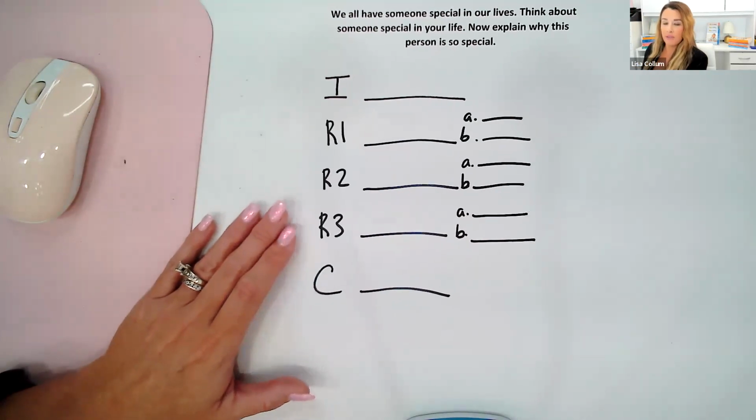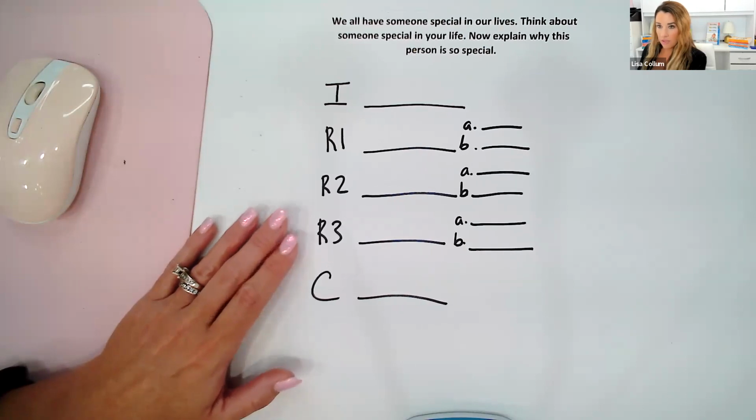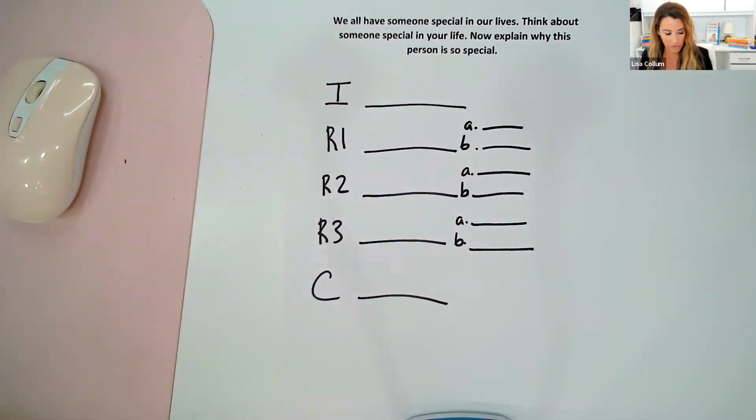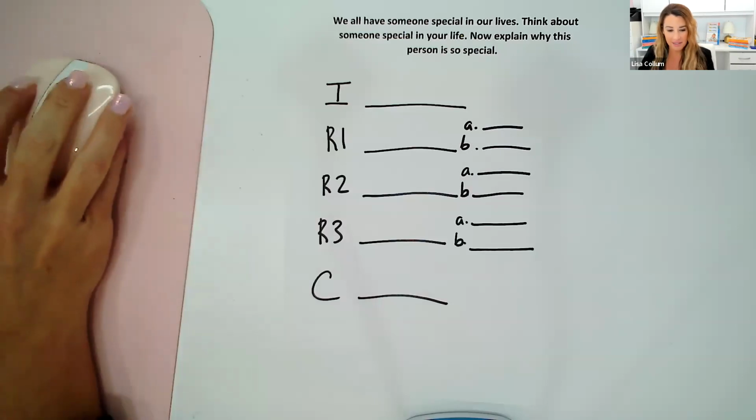Okay, I'm going to give you a little bit of time to make sure you draw that correctly. This is your IRC outline. This is how you plan for your essay. Just want to make sure everyone has time to write that.